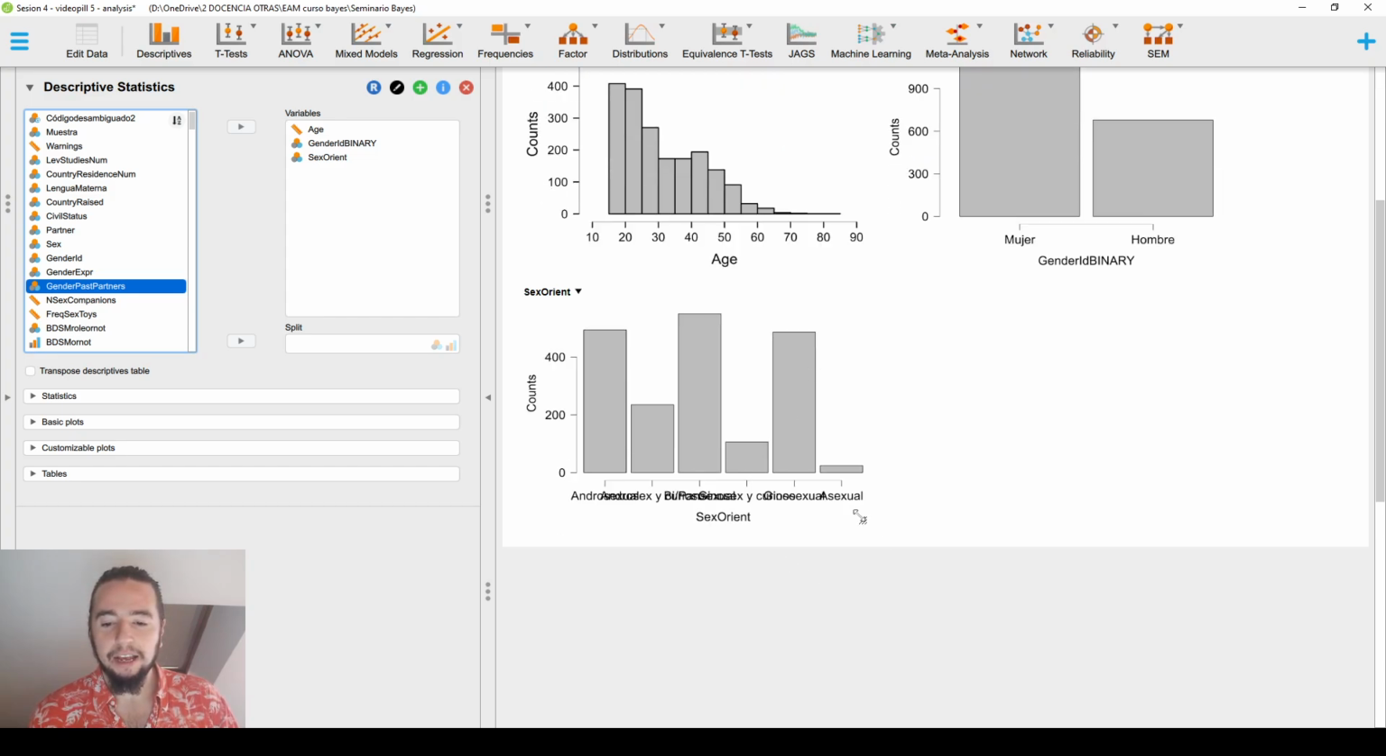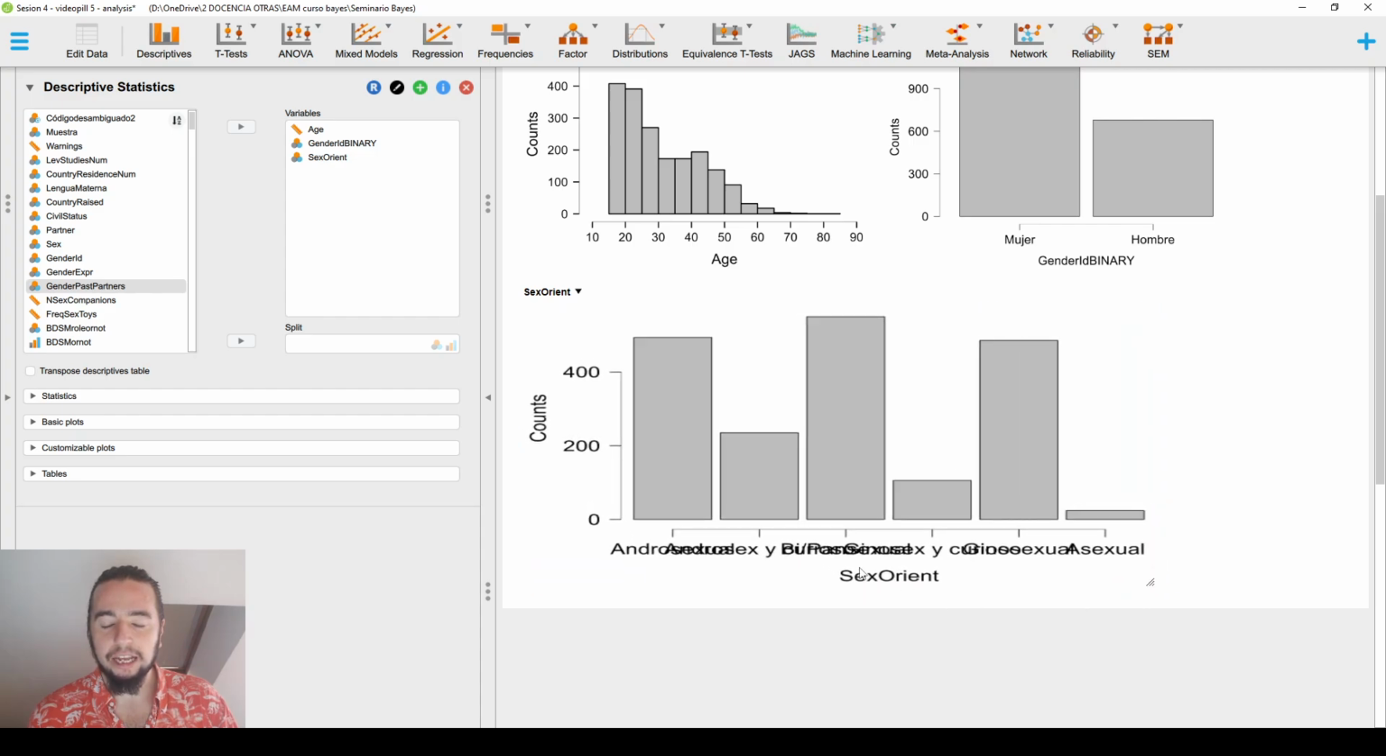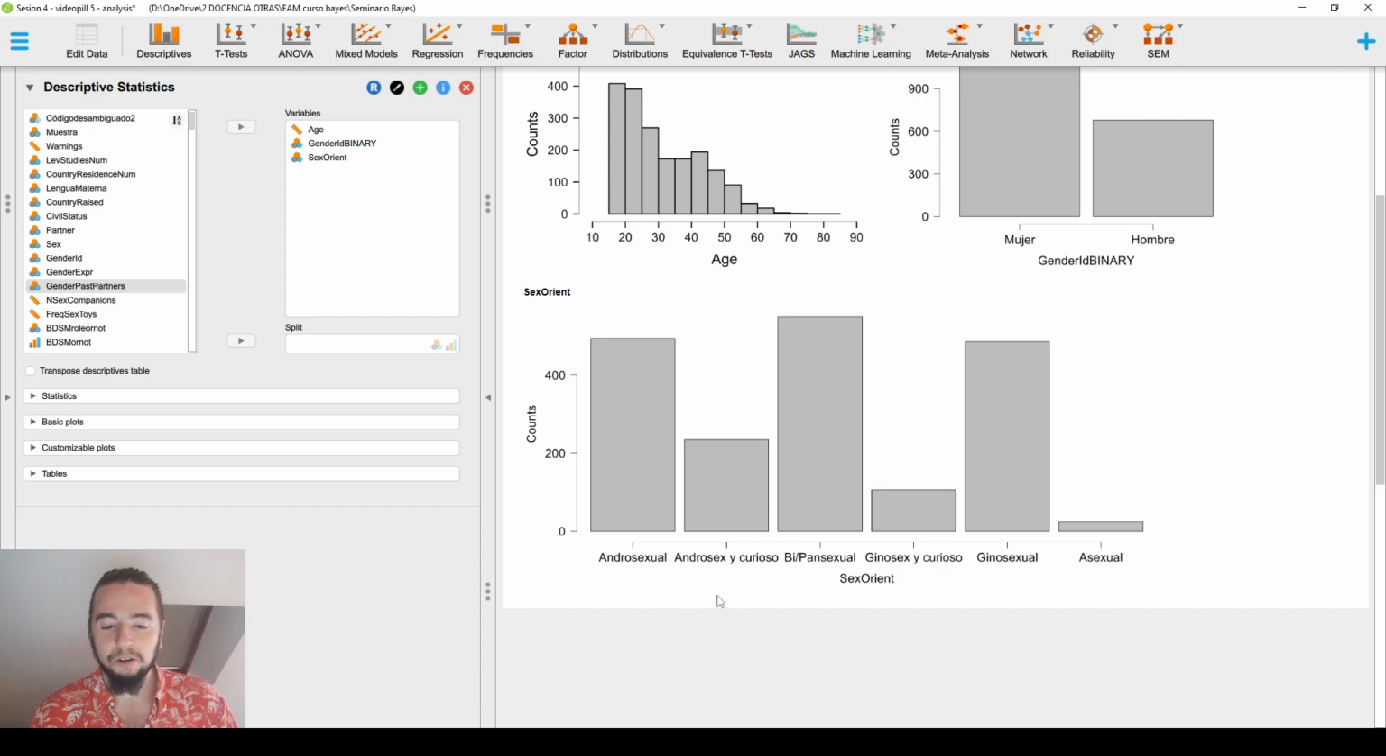And we have sexual orientation measured as independent from their gender. So we have androsexual and curious, these are people attracted to mostly men. Bisexual or pansexual or plurisexuals: men, women, and everything in between. Gynosexual and curious and gynosexuals, who are persons attracted to mostly feminine persons or women, and asexual individuals. Okay, so we have mostly bisexuals and also gynosexuals and androsexuals, so that's okay, I guess.